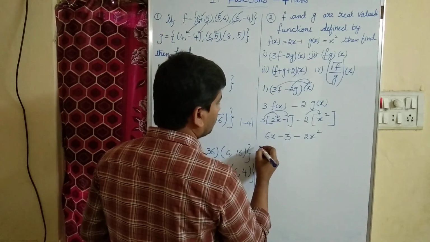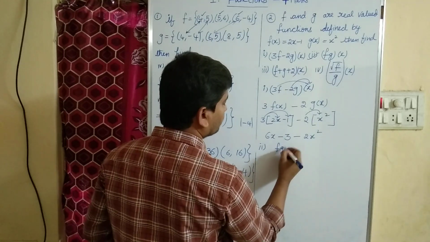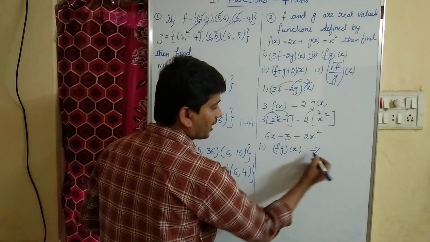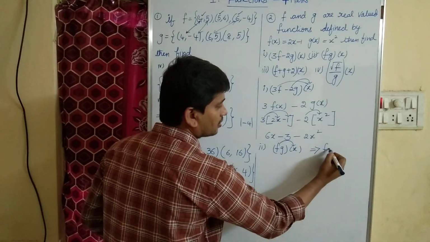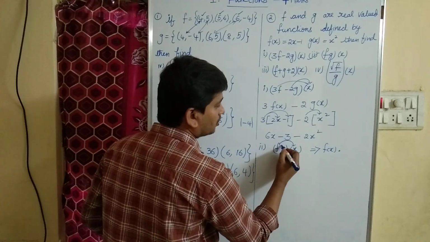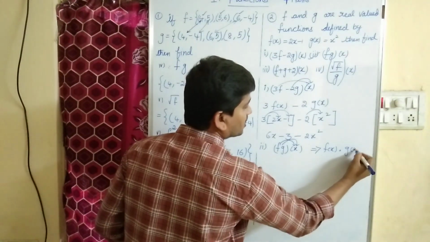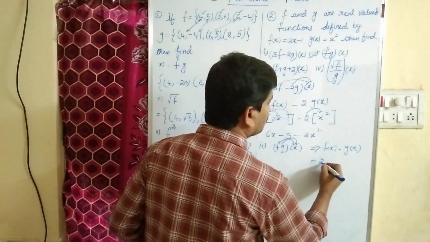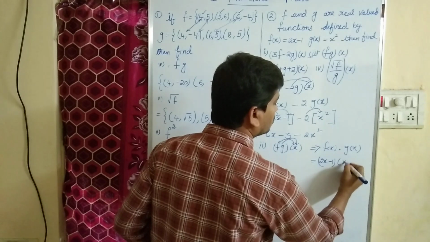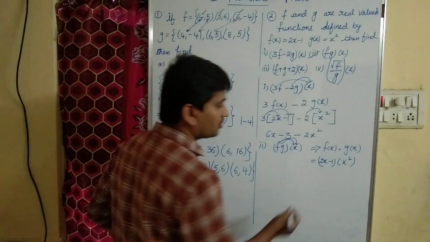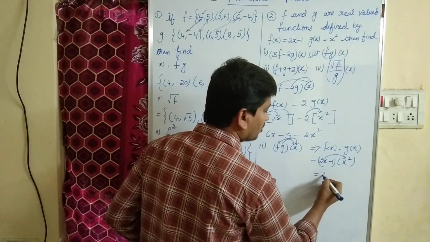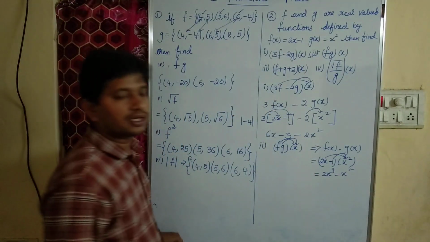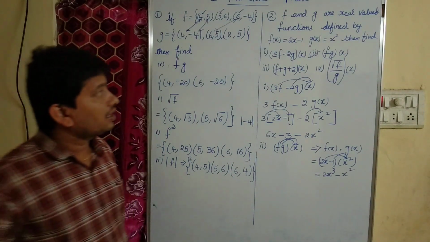Now coming to the second one, that is fg into x. This I can write as f of x into g of x. As we know, it is given f of x value is 2x minus 1 into g of x value x square. 2x into x square, 2x cube, minus 1 into x square, minus x square, right? That is our second question.